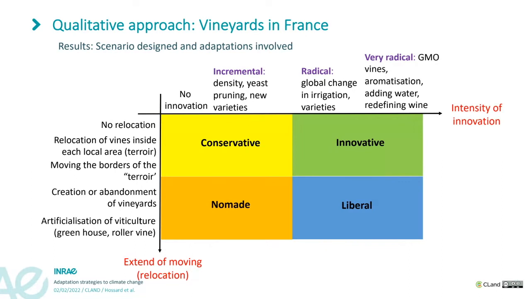So it goes from no innovation to incremental, like changing varieties, changing density, to radical, like changing irrigation and varieties. There are twice varieties, but it's not the same varieties we are talking about. For radical, it could be some that do not exist yet, for instance drought-tolerant varieties, and to very radical ones, like using GMOs, or changing processes in wine, like adding water or aromatizations. What I wanted to show here is that it's not all about cropping practices. It's about spatial aspects. Here you have the spatial component, and here you have also processing. It's winemaking processing, and not only varieties, for instance.